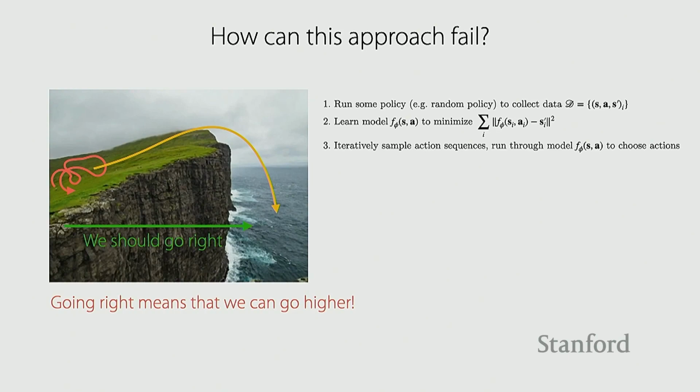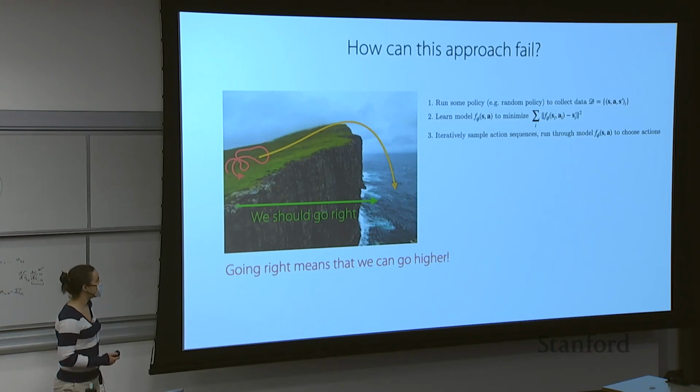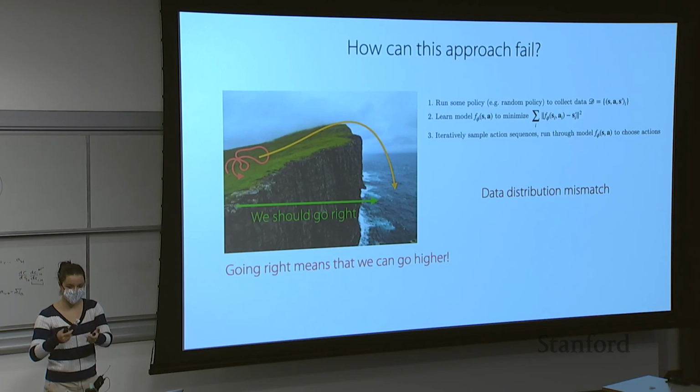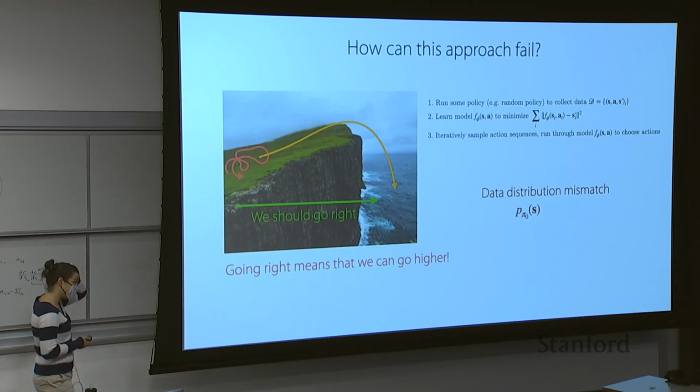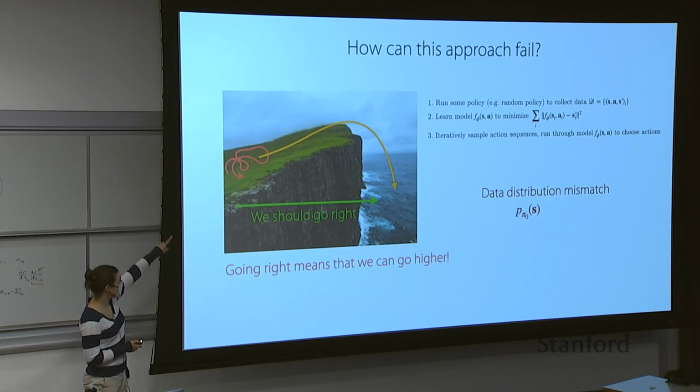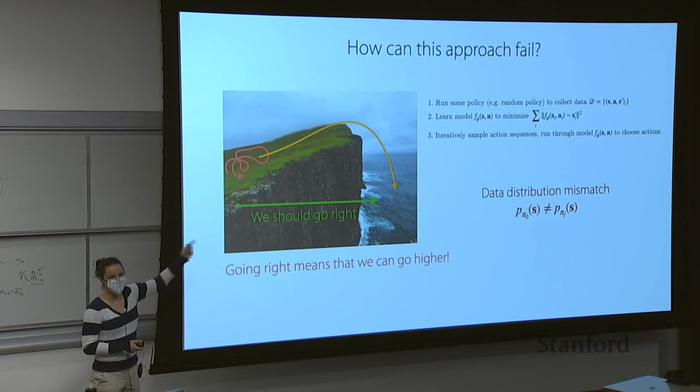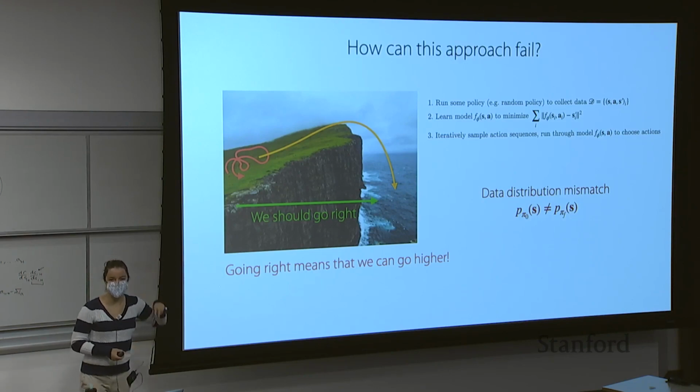Now, what went wrong here? The issue is that there's a data distribution mismatch between the data that you fit the model on and the data that you're evaluating the model on. Essentially the distribution from the initial policy on the left is different from the state distribution that you're actually evaluating your final policy on. And your model didn't see any data of falling off the cliff, and so it doesn't know how to avoid falling off the cliff.